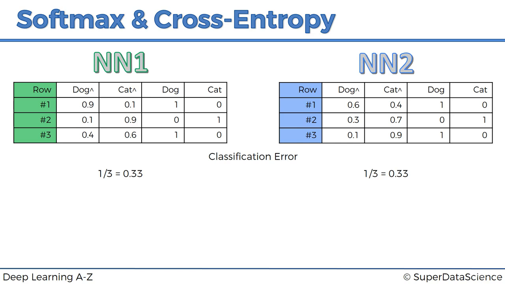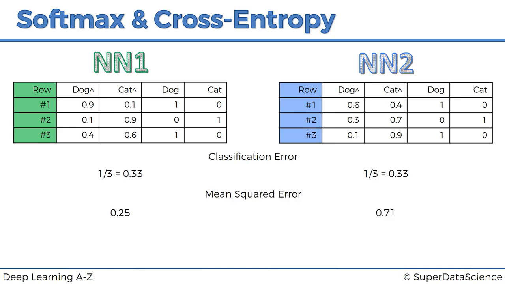So in both cases, for both neural networks, this is how many they got wrong. So they got 1 out of 3 wrong. So 33% error rate for neural network 1 and 33% error rate for neural network 2. And so basically from this standpoint, both neural networks perform at the same level. But we know that's not true. We know that neural network 1 is outperforming neural network 2. That's why classification error is not a good measure, especially for the purposes of backpropagation.